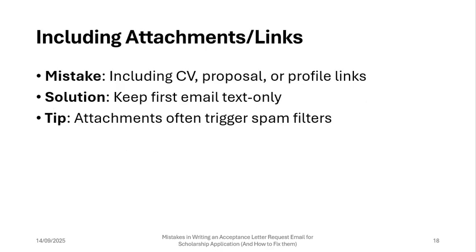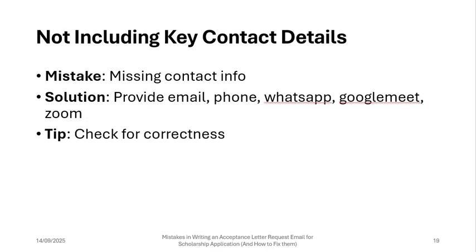The next thing is you include attachments and links in the first email. This is a big mistake because if you are doing this, there are chances that your email will go to spam. So make sure that the first email is very precise and there are no attachments, no links provided in that email.